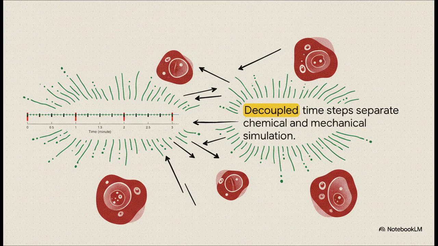Think about it. In actual biology, chemical diffusion happens in an absolute flash. Cell movement, that's a bit slower. And cell division, that is a very, very long process. So PhysiCell actually separates its calculations to perfectly match reality. Rapid updates for chemistry, medium updates for movement, and super infrequent updates for cell division and death.